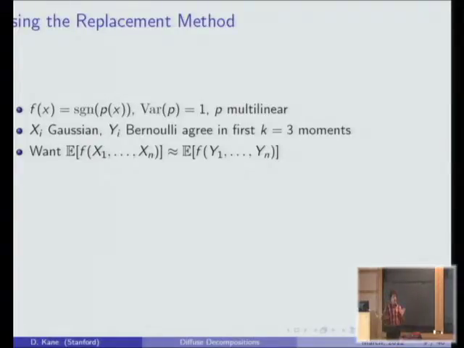Okay, so this is how the replacement method works. Let's see how we can actually use it to prove an invariance principle. So the idea here is we have f of x is sine of p of x. It's the threshold function. We've got p a normalized polynomial, say with variance equal to 1. P is multilinear, meaning it doesn't have any higher degree terms in terms of any single variable. Xi is a Gaussian random variable, yi a Bernoulli random variable. They agree to their first three moments. And what we want to do is show that the expectation of f at x1 through xn is approximately the expectation of f at y1 through yn.